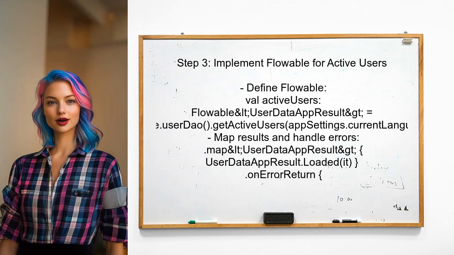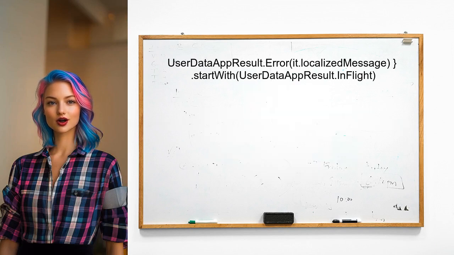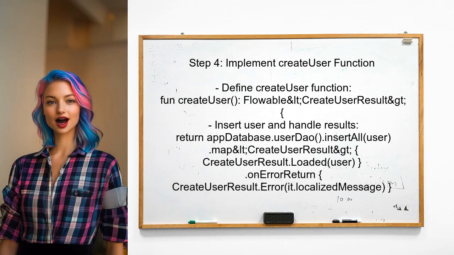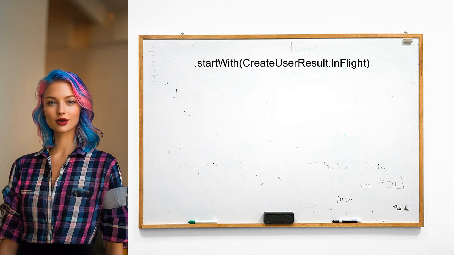Now let's look at how to implement the flowable for active users. The user can map the results to user data app result, handling errors appropriately. Finally, we will implement the create user function. This function will also return a flowable, allowing us to handle user creation results in a similar manner.